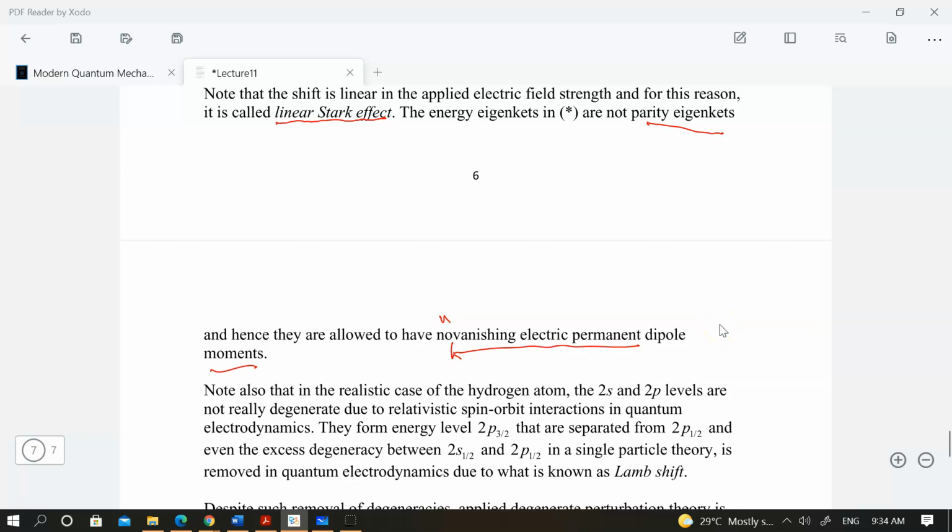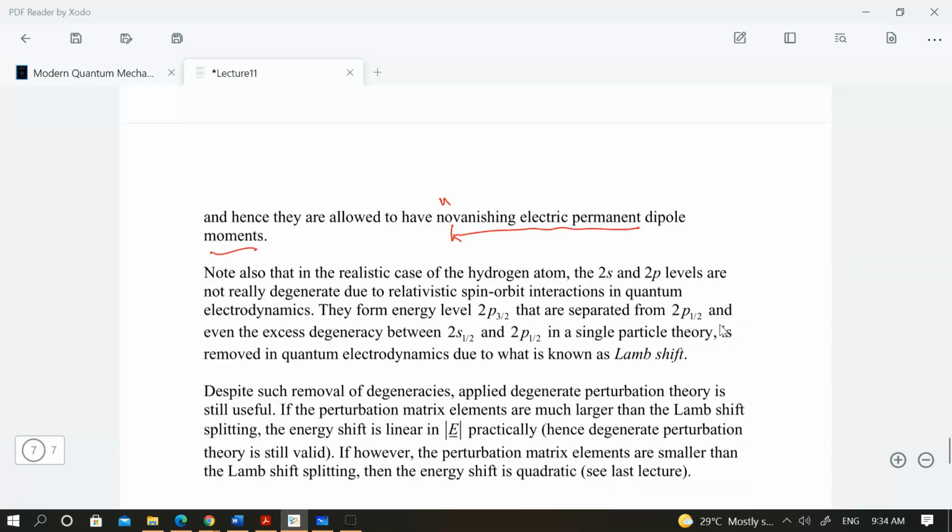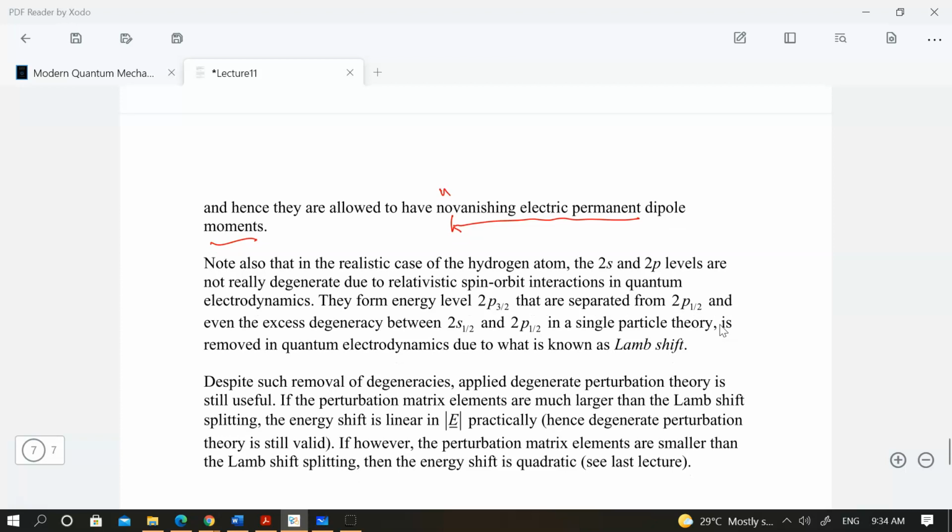Okay, there's one fine point at the end of this particular section, which is the fact that while we used the idea of the 2s and 2p states to be degenerate in our example above, in reality they are not really degenerate. Okay, why? There is a spin orbit interaction.